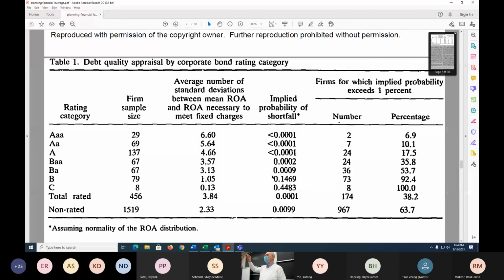Okay, but if you fall below BAA, you're no longer what's called investment grade. So investment grade bonds fit into retirement portfolios, they fit into pension fund portfolios, they fit into all these portfolios that are commonly managed. Well, if you're less than BAA, you don't get into those. So you never want to be below BAA.